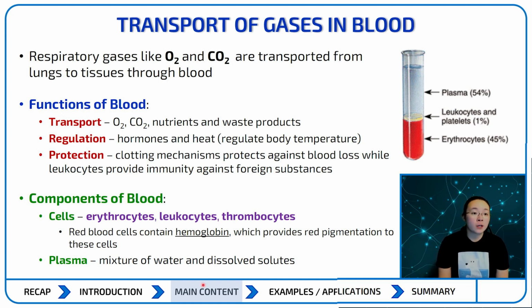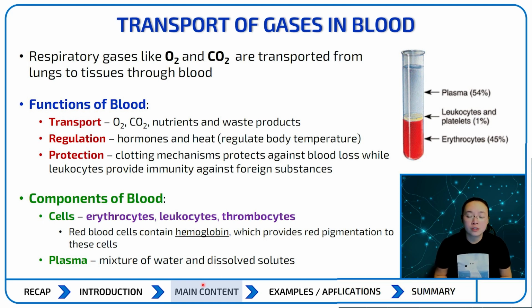Okay, so now we're going to talk about the transport of gases in blood. We're now moving towards being able to understand how oxygen and carbon dioxide, for example, get exchanged at the interface between gas and liquid in your body. Respiratory gases like oxygen and carbon dioxide are usually transported from the lungs to tissues through the blood.